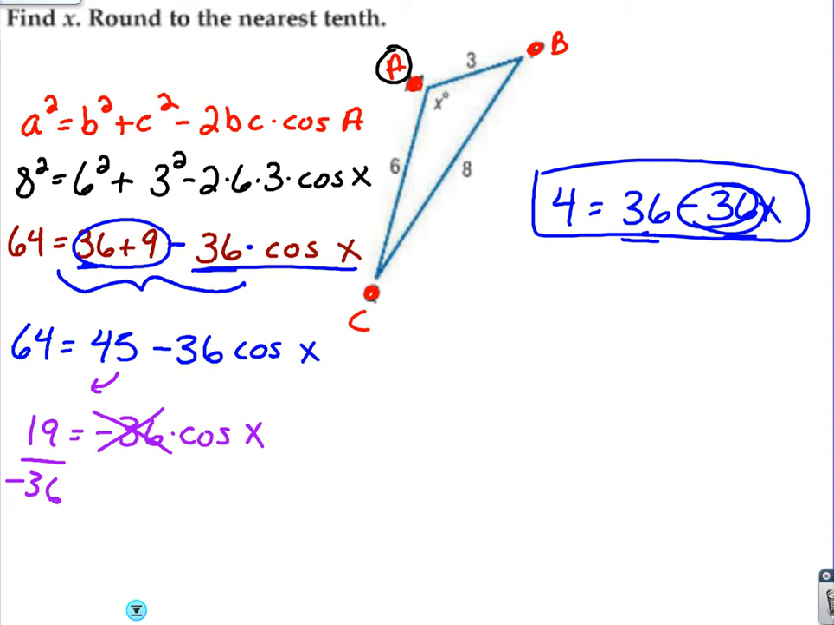So let's come over here, and I'm going to write, so the cosine of x is equal to, you know what, I'm not even going to divide it yet. I'm going to leave it as negative 19 over 36. When you're looking for angles, you'll always have this last step. When you're dealing with sine, cosine, and tangent, and you're looking for an angle, you're going to have to move cosine over. How do you move cosine over? Inverse. Inverse cosine.